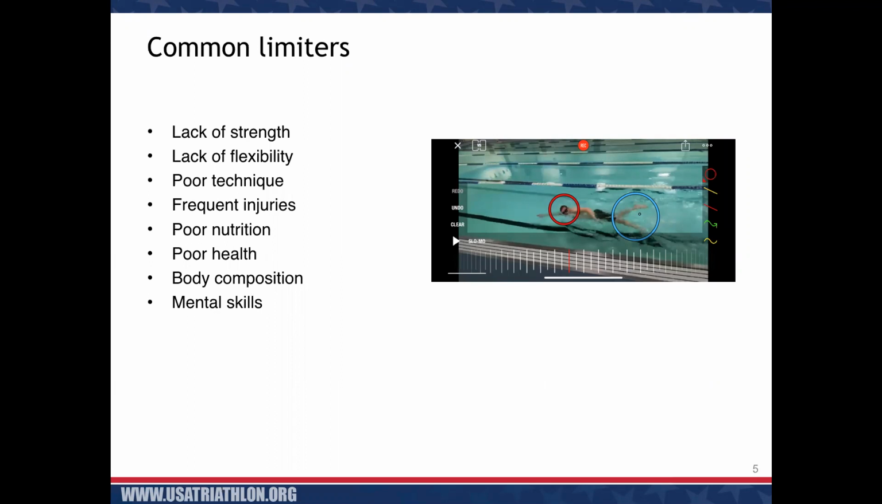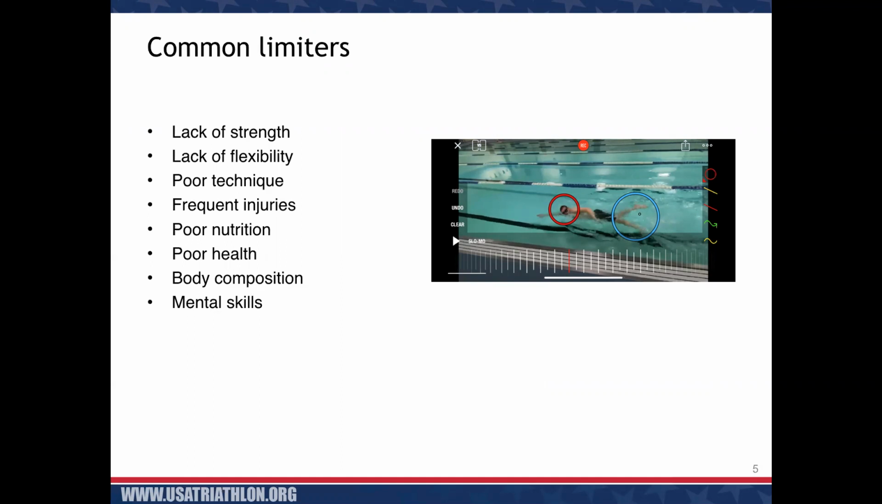So when you think about those in relationship to the basic abilities, lack of strength can affect endurance, force, and speed. When you look at flexibility, that'll affect efficiency. When you look at technique, it impacts endurance, force, and speed. Same thing with nutrition. You've got to have good nutrition or endurance is going to fail. Poor health, body composition, mental skills. All of these are really, really common limiters.